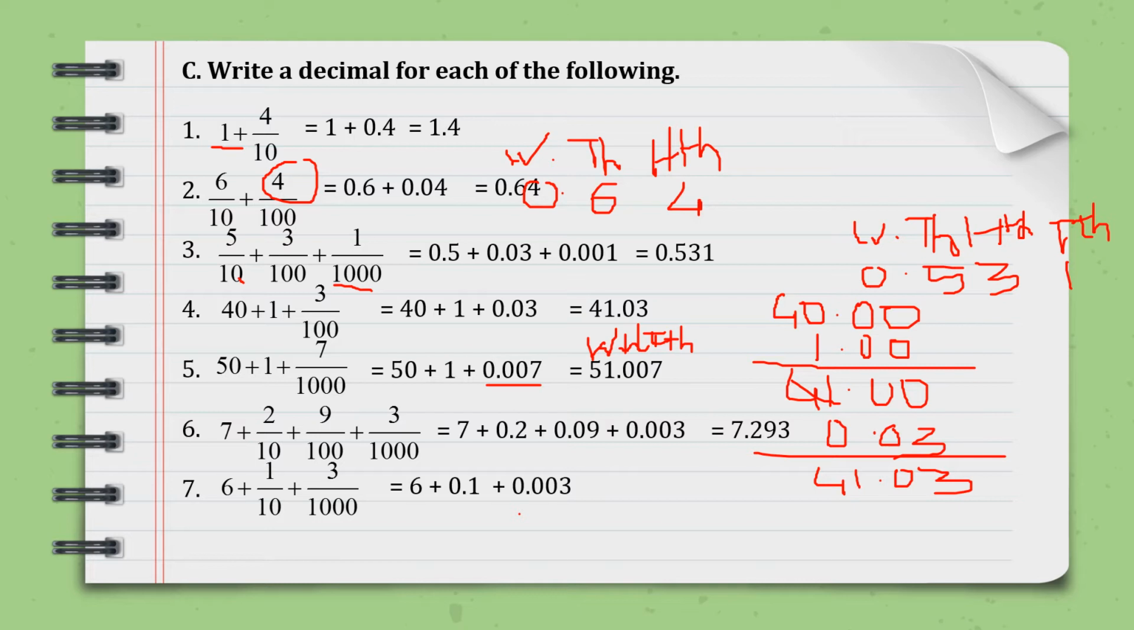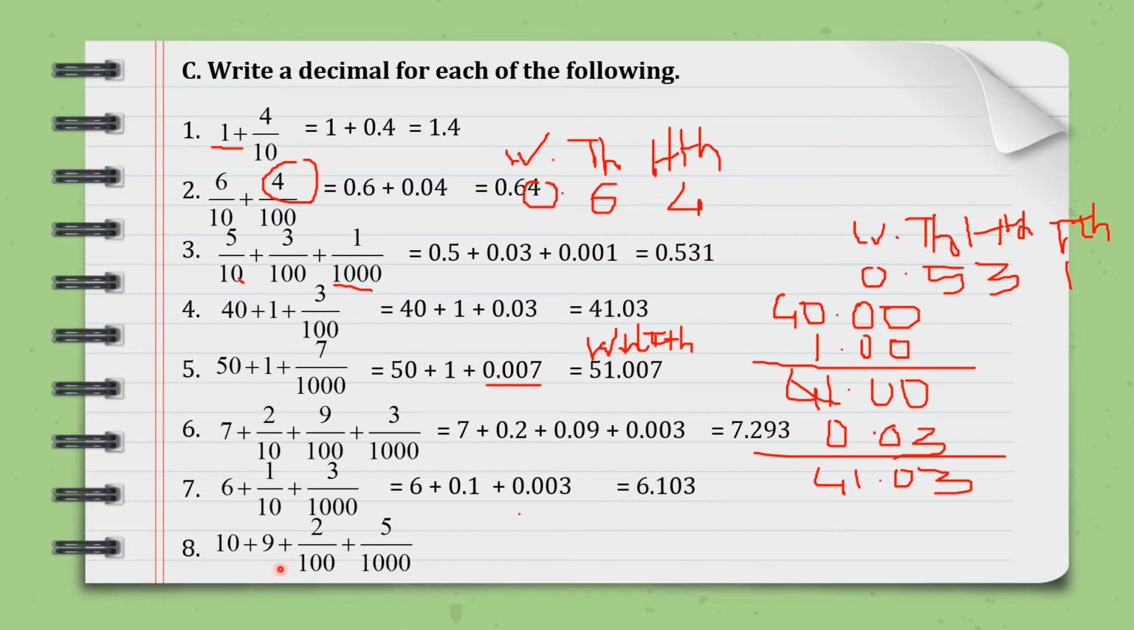Next, 6 plus 1 upon 10 plus 3 upon 1000. So here it is 6 plus 0.1 plus 0.003, as the denominator is 1000. Look here students, there is no number at the 100th place. It is 10 and then directly thousands. So on the 100th place it will be 0. So it will be 6.103. See, 1 is at the 10th place, so we have written 1. 3 is at the 1000th place, so we have written 3 here. And on the 100th place we have written 0.